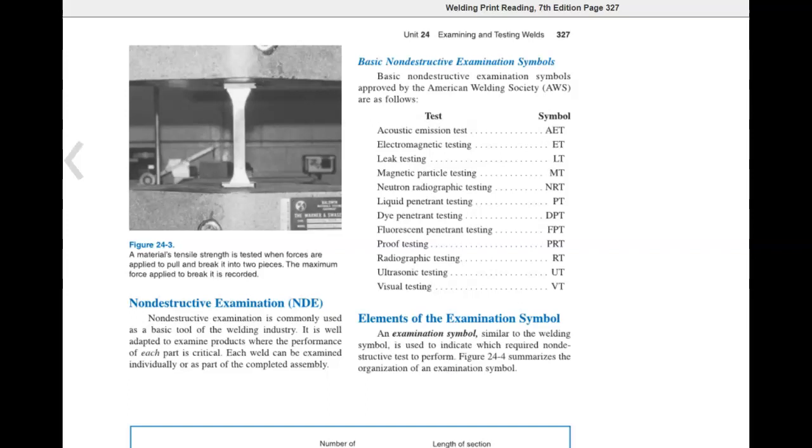Elements of the examination symbol. An examination symbol, similar to the welding symbol, is used to indicate which required non-destructive test is to be performed. Figure 24-4 summarizes the organization of an examination symbol.